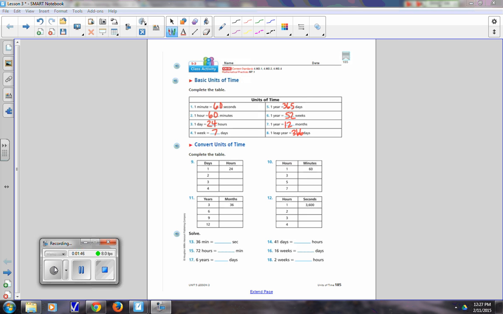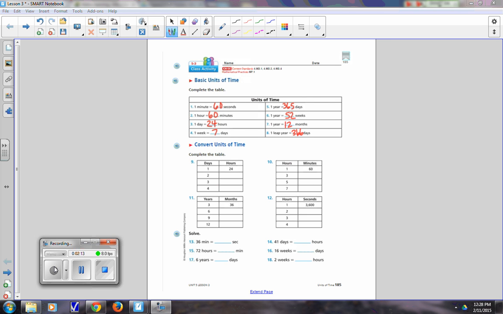So the first one we have is converting between days and hours and minutes, years, months, and so on. I'm going to do the first one with you, and then I'm going to have you complete the rest to bring to class tomorrow, because I think this is something that you should be able to do. So I'm going to try and do 1, if not 2, of the remaining of this page.